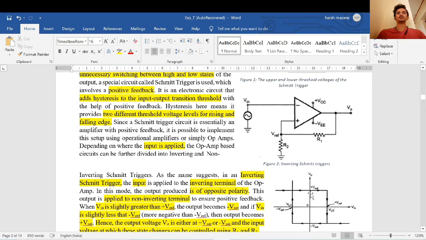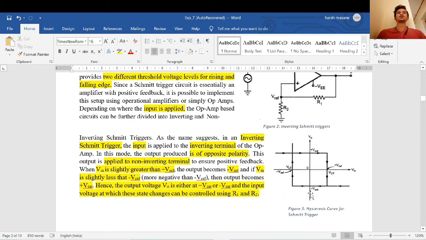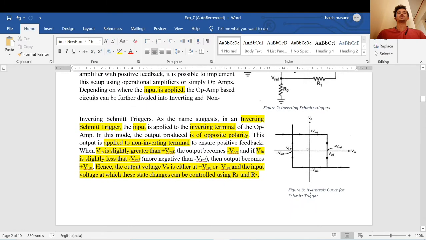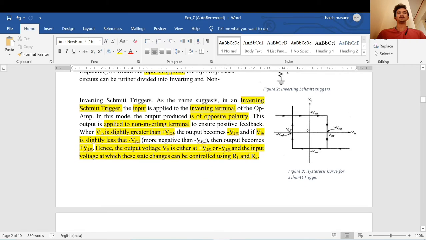So there are two different threshold voltage levels, one for the rising and the other for the falling edge. A Schmitt trigger can be in an inverting configuration or a non-inverting configuration. Here we are going to design an inverting Schmitt trigger. For this, we apply the input signal to the inverting terminal of the op-amp, so the output produced will be of opposite polarity. This output is fed back to the non-inverting terminal of the op-amp.